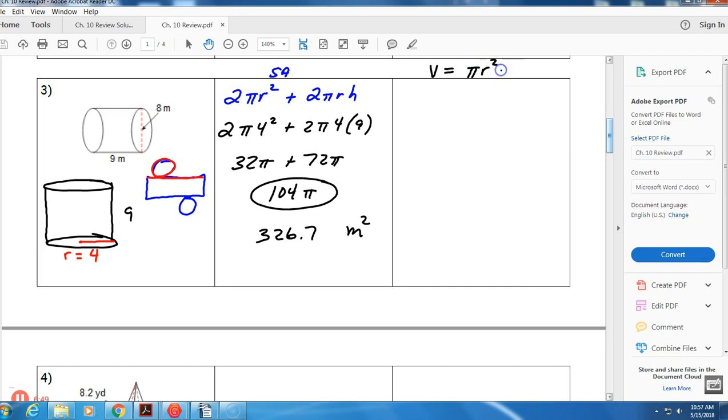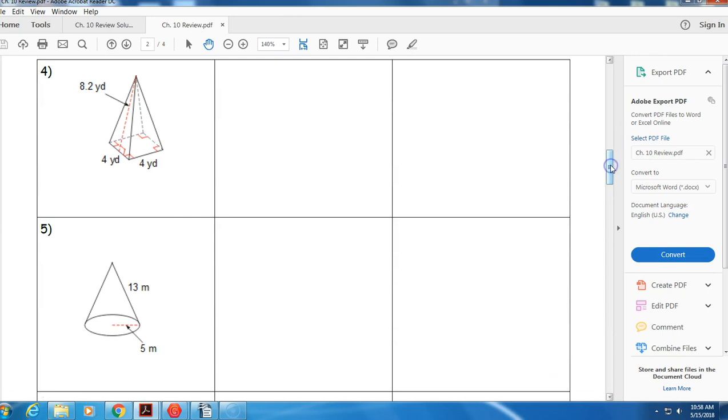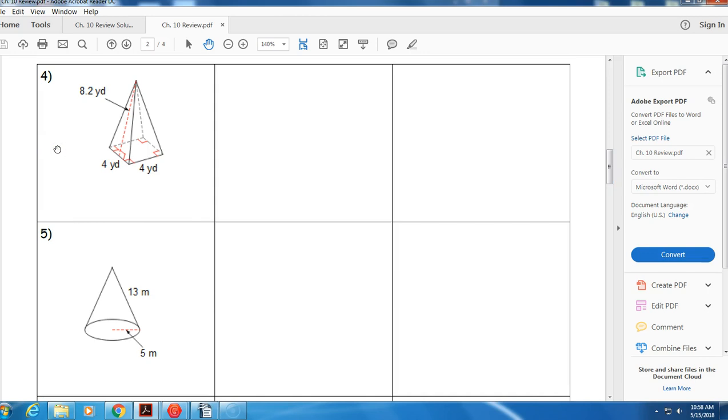Now volume, because this still represents a prism type of thing, a prism or a cylinder, you find the base area and you multiply it times the height. I mean, that's all it is. It's still BA times H. Just my base area is a circle. So this one is pi 4 squared H, which shakes out to be 144 pi, which turns into 452.4 meters cubed. All right. So there's kind of our basic ideas of cylinders and prisms.